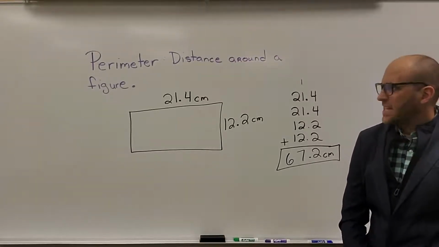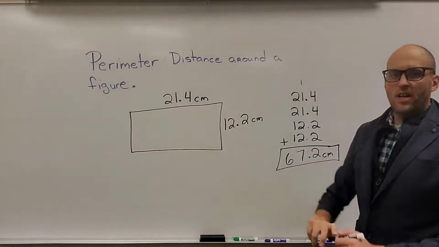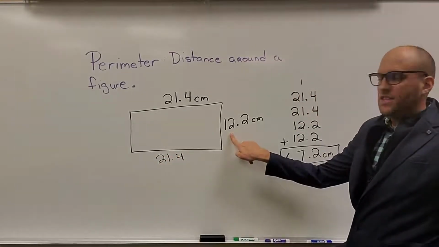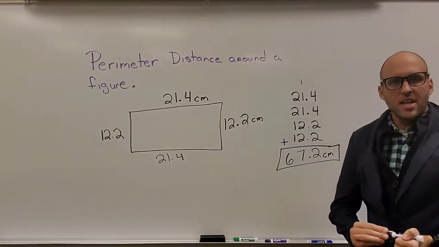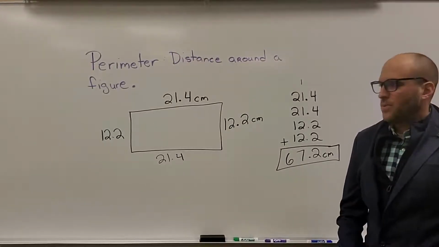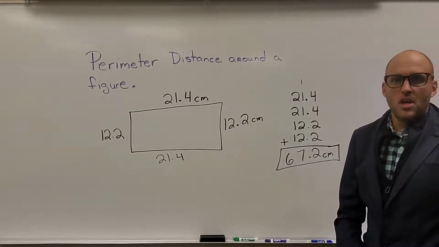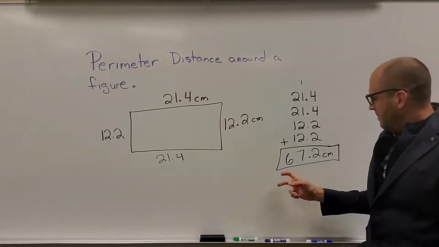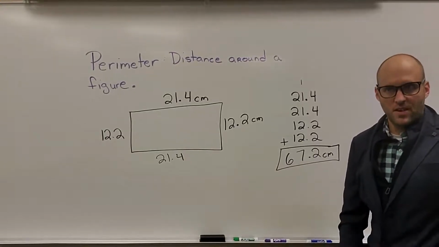Remember, by the definition of a rectangle, opposite sides are equal. So if one side is 21 and 4/10, the other side is 21 and 4/10. If this side is 12 and 2/10, this side is also 12 and 2/10. Knowing the definitions of your polygons and shapes will help you, especially because most of the time they're not going to give you all 4 sides. They're going to make you show that you know the definition of these shapes. Then it's still adding together, and you ended up with 67 and 2/10 of a centimeter. Let's do a couple more just to make sure we've mastered it.